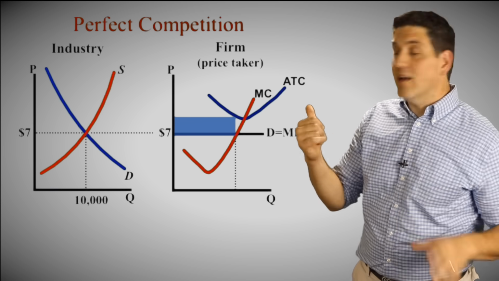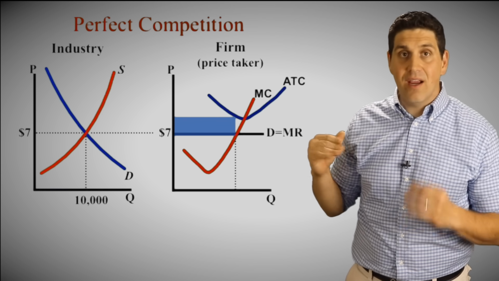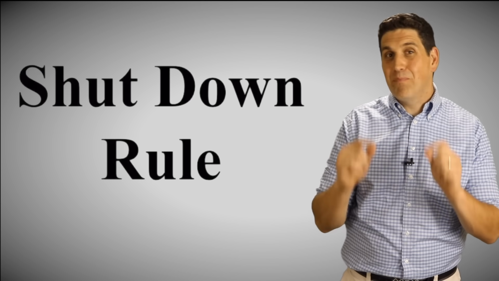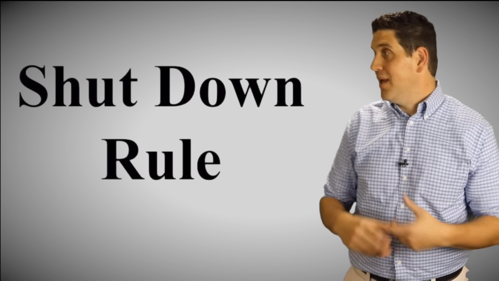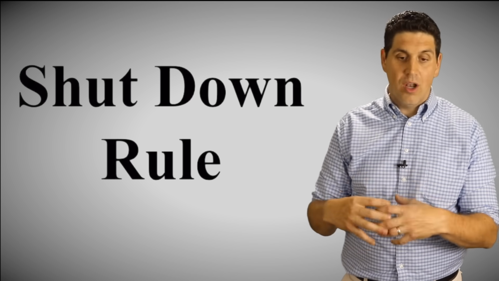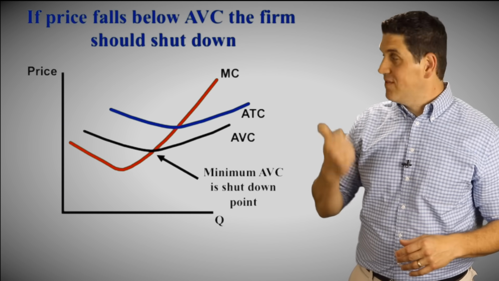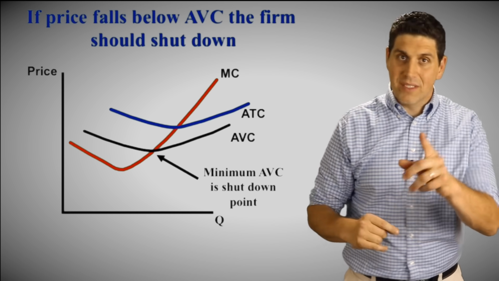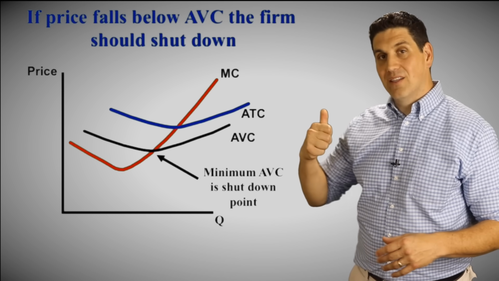Now let's go back to that loss. Notice the ATC is above the price, which makes sense. If the price is down here and the average total cost is higher, that means you're making a loss per unit. Now if your loss gets big enough, you should shut down. It means you tell your workers to go home and don't produce anything at all, because you'd rather have your fixed costs be your loss as opposed to a bigger cost, bigger than your fixed cost. The rule is this: if the price falls below AVC, you should shut down. It's called the shutdown rule. One more time. The only rule that trumps the profit maximizing rule is the shutdown rule.